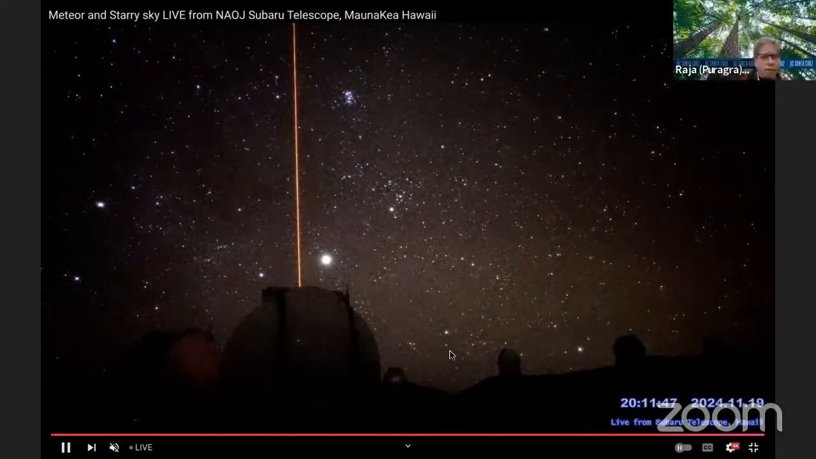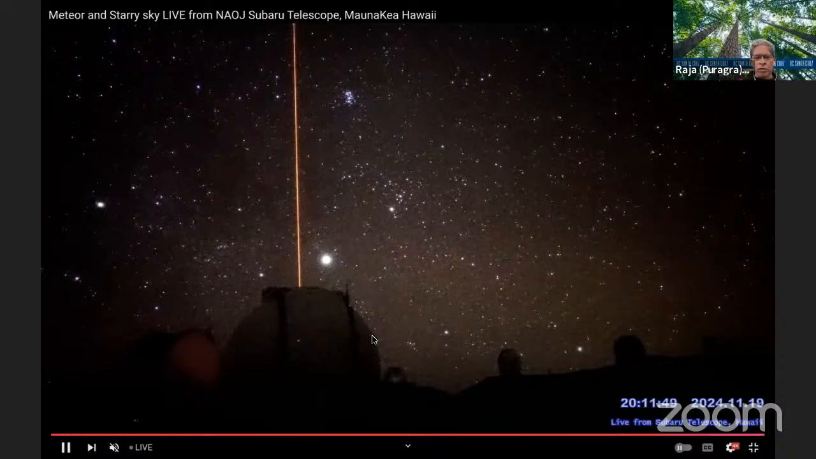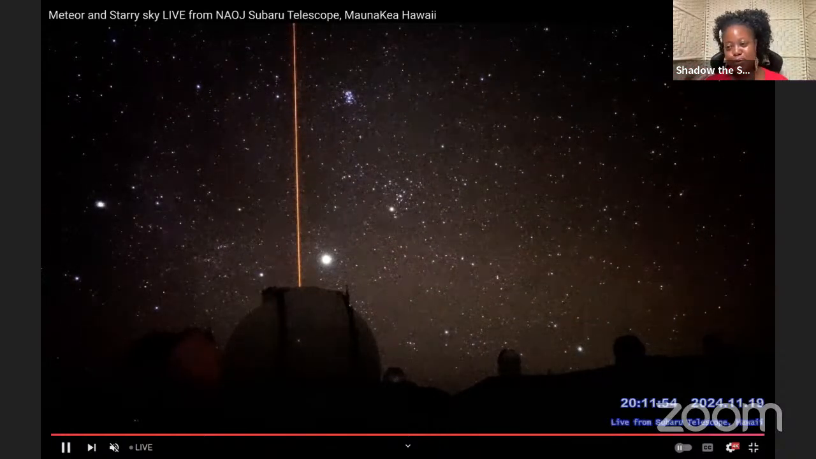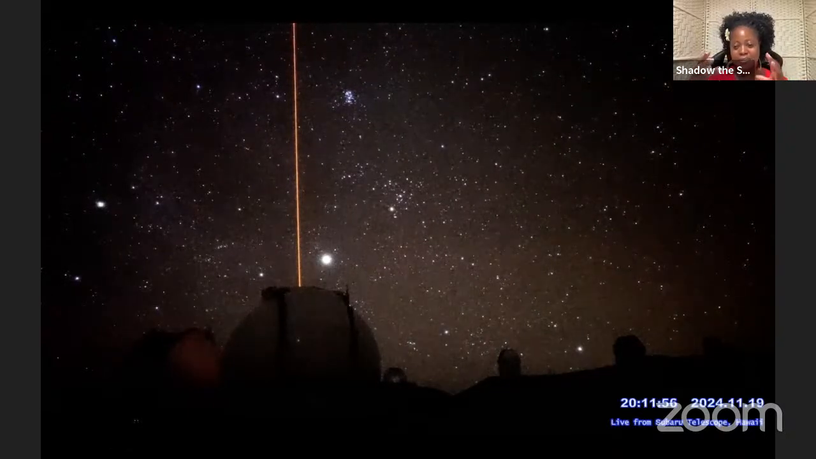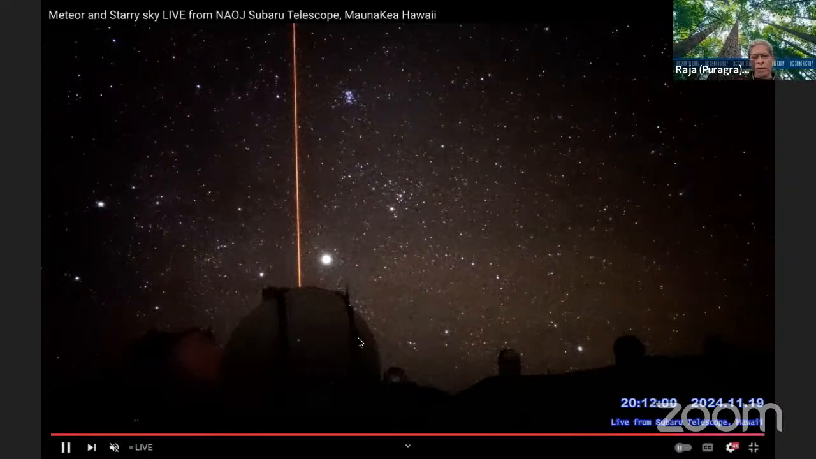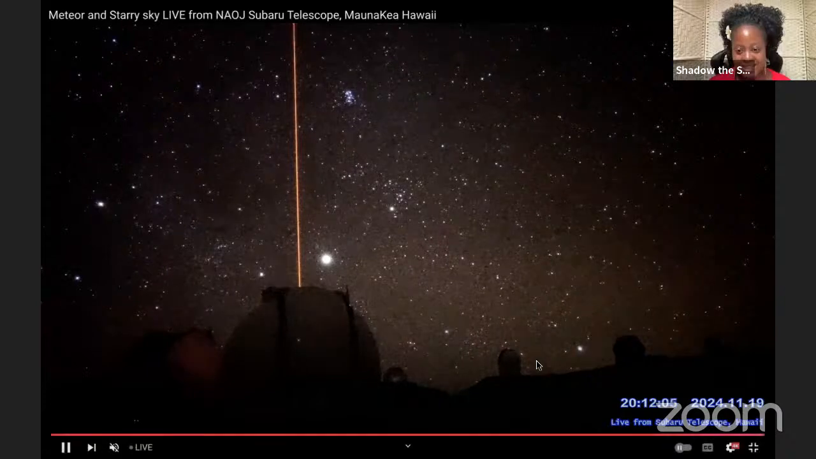That's the Keck 2 dome. If you were to keep going over to the right, so to the right of Keck 1 is the Subaru telescope, which is where the camera is situated that we're looking through right now. I can see at least 3 other telescopes in this view. Yes.